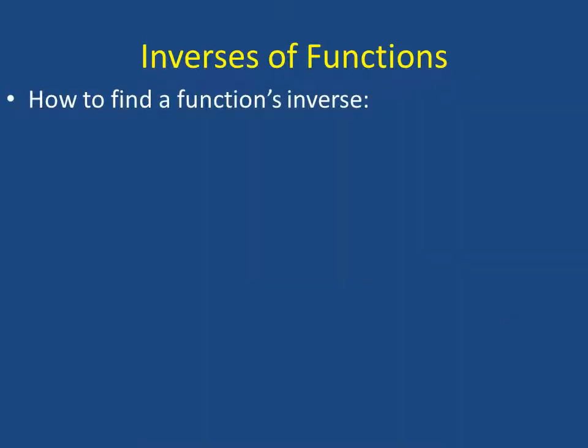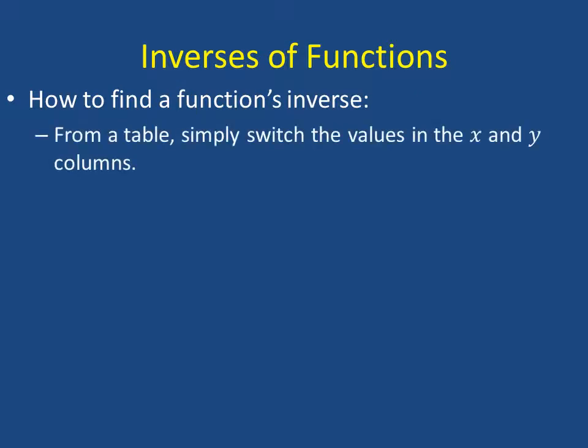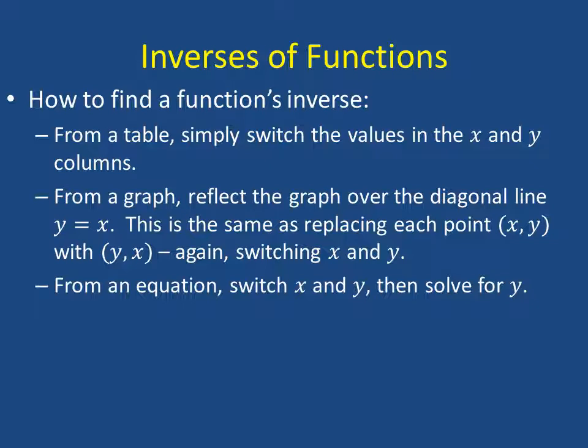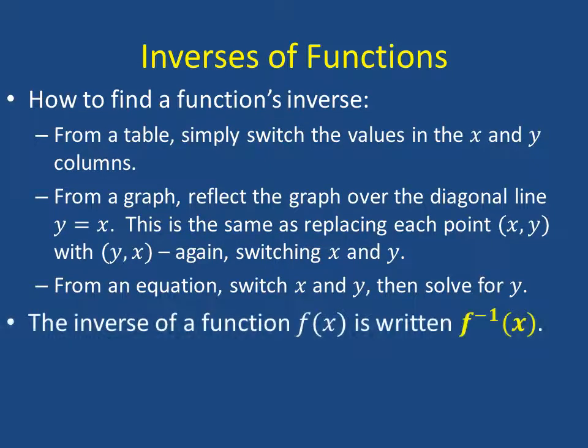So let's look at how we can find the function's inverse. If we have a table, all we have to do is switch the values in the x and the y columns. If you have a graph, simply reflect the graph over the diagonal line y equals x. This is really the same thing as replacing each point on the graph (x, y) with (y, x), again switching x and y. If you have an equation, switch x and y and then solve for y. The inverse of a function f of x is written in the notation that you see on the screen.